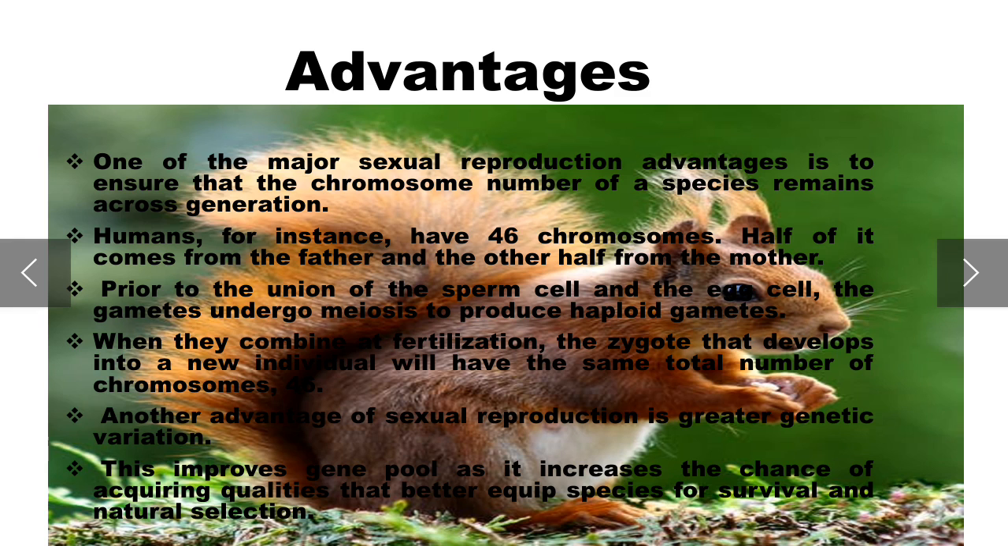Advantages of sexual reproduction. One of the major advantages of sexual reproduction is to ensure that the chromosomal number of the species remains the same across generations. There are 46 chromosomes in humans. Half come from one parent, meaning male, and half come from the other parent, meaning female. And 46 are completed in the newly born baby.